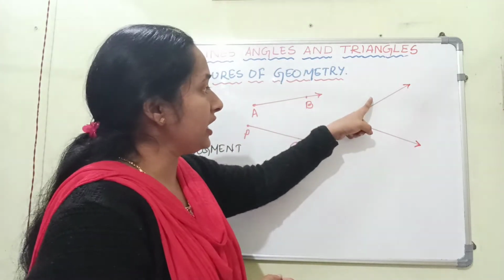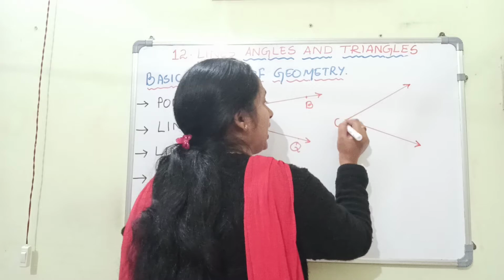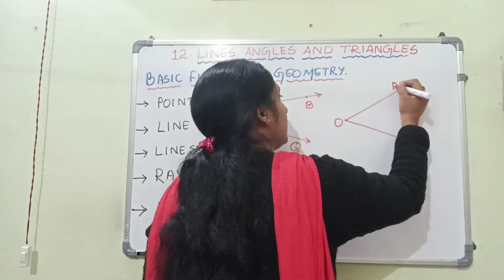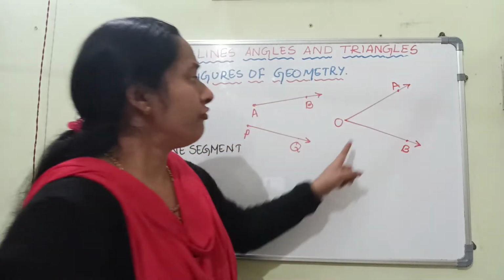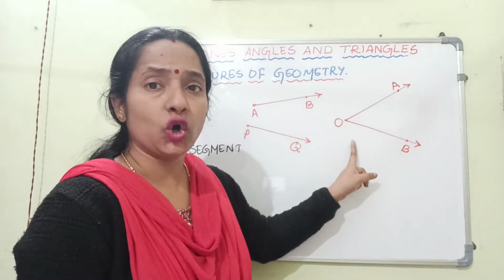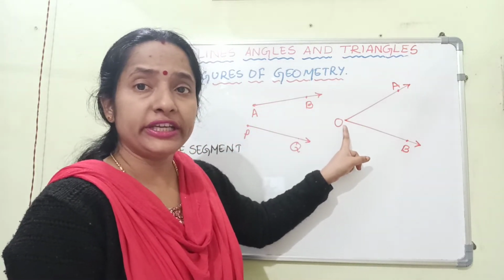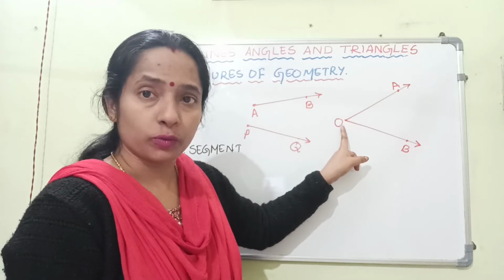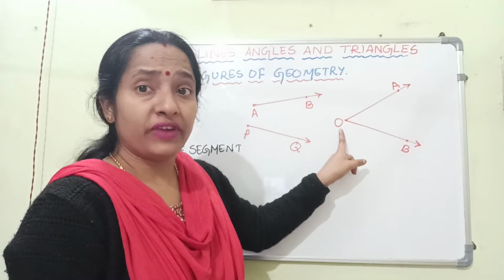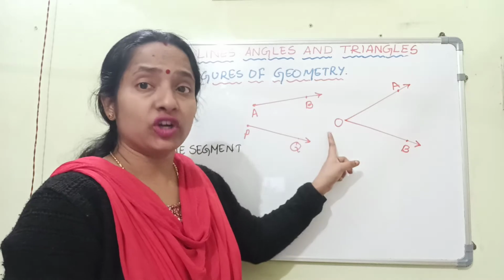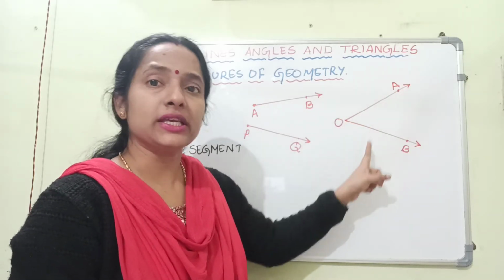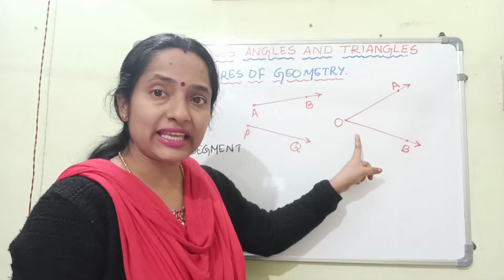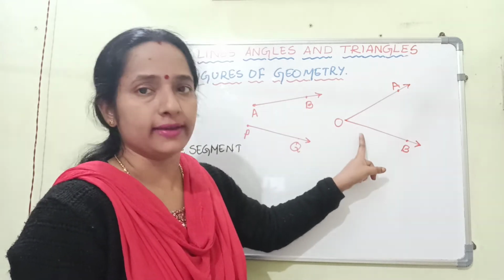For the first ray, suppose this is the ray OA and this is the ray OB. For the rays OA and OB, the endpoint is a common point, that is O. Now, when two rays have a common endpoint, whatever figure they form is called an angle. So, this is the figure of an angle.